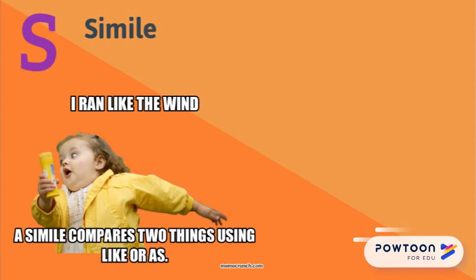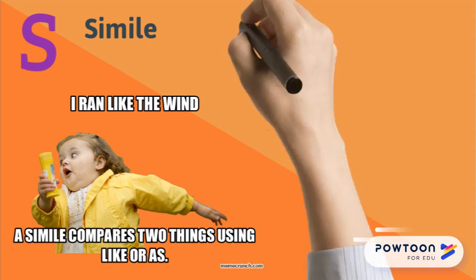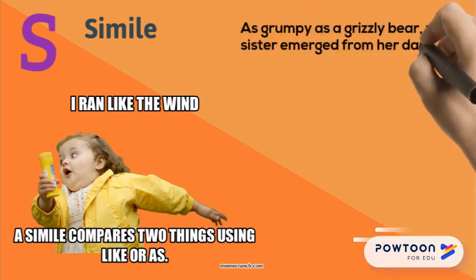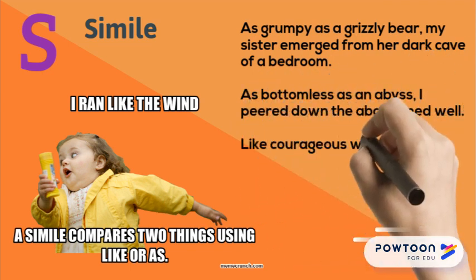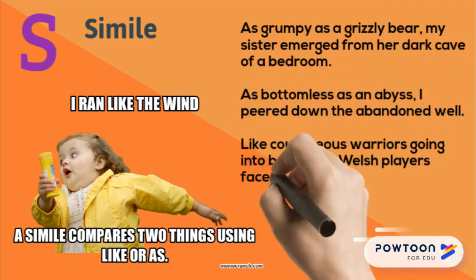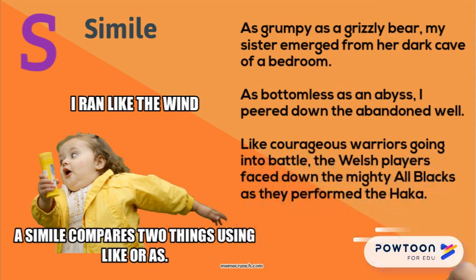Next is the S opener, a simile opener. And a simile is what? That's right, it's when we compare one thing with another using like or as. Our openers, therefore, could begin with as or like. Let's try as. As grumpy as a grizzly bear, my sister emerged from her dark cave of a room. Or how about starting out with like courageous warriors going into battle, the Welsh players faced down the mighty All Blacks as they did the haka.